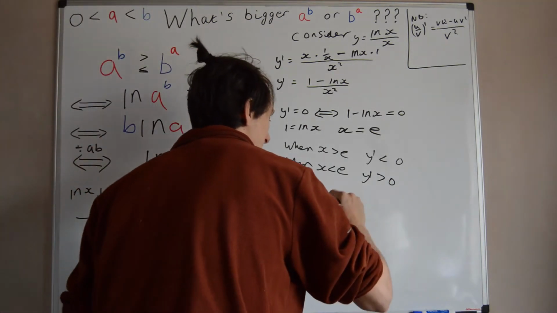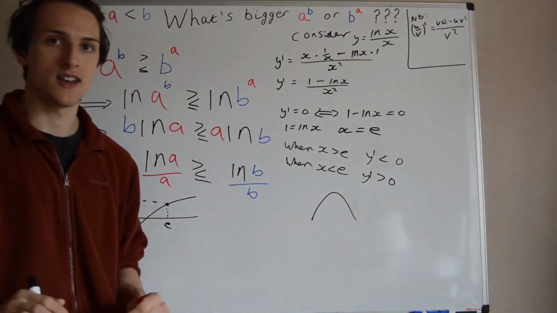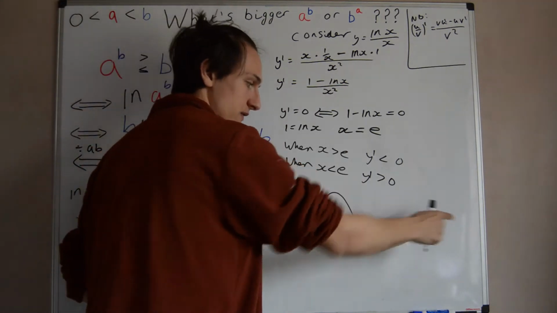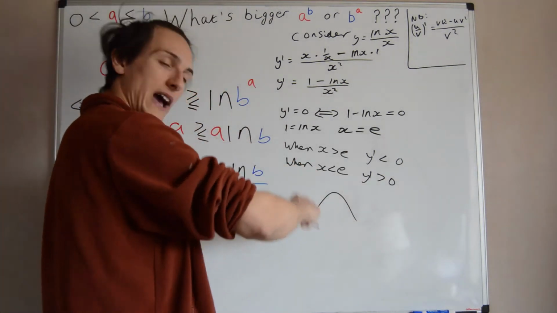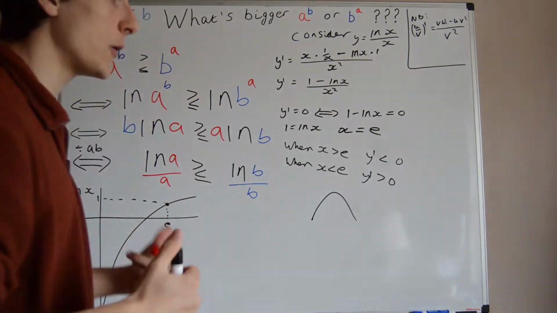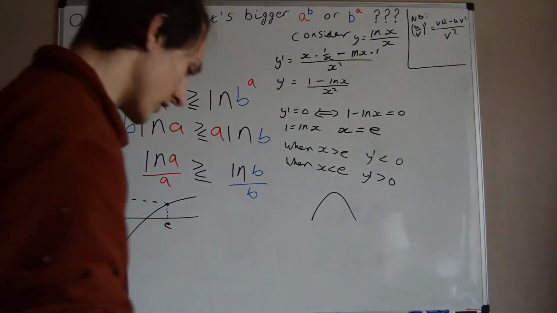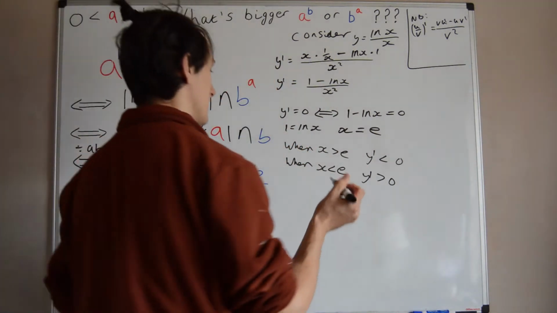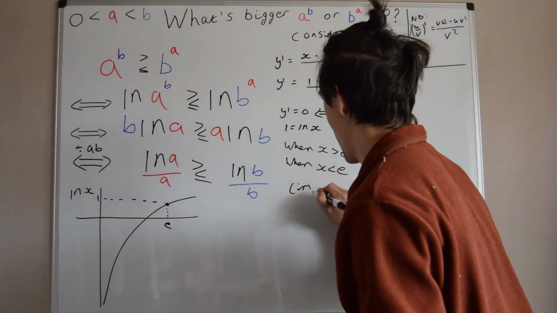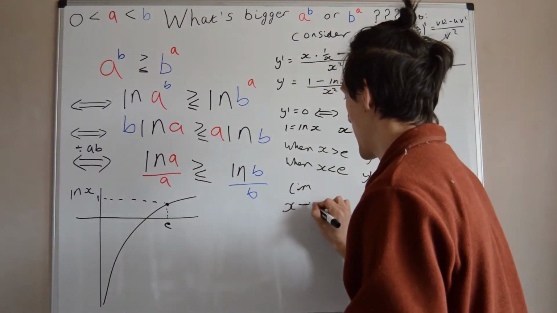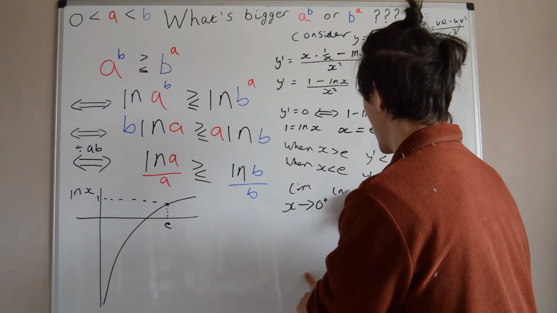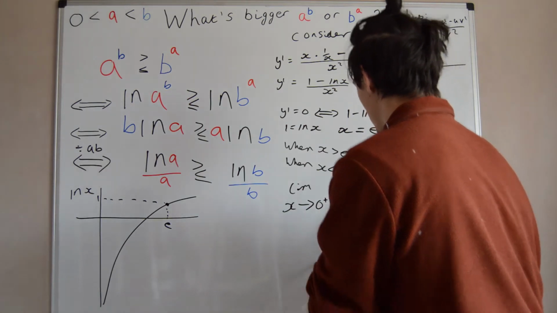Okay, so we know we have a single hump like this, a single stationary point, and we don't know quite yet what happens as x goes to infinity or as x goes close to the origin, but we have this hump. Okay, that's good, we're almost there. So, let's just consider the limit as x goes to 0 of the natural logarithm of x over x.